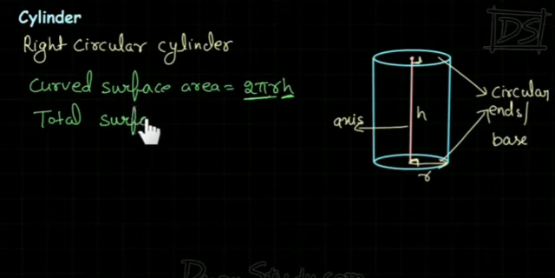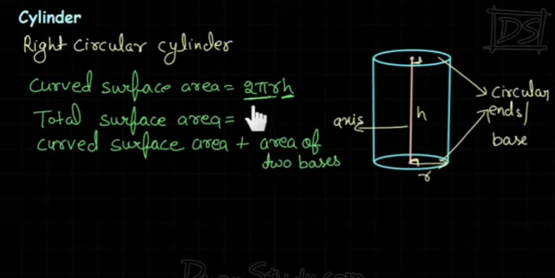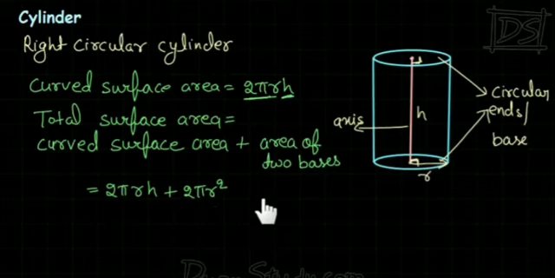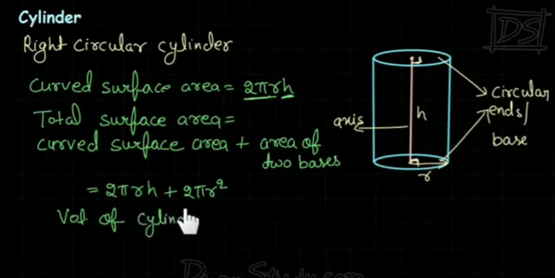Total surface area of a cylinder. Total surface area equals the curved surface area and the area of the upper and the lower part. Curved surface area plus area of 2 bases. What is the curved surface area? 2 pi r h. And the area of 2 bases, what is the area of a circle? Pi r square, as it is 2, it is 2 pi r square. Taking the part common, 2 pi r, so it will be 2 pi r in bracket r plus h.